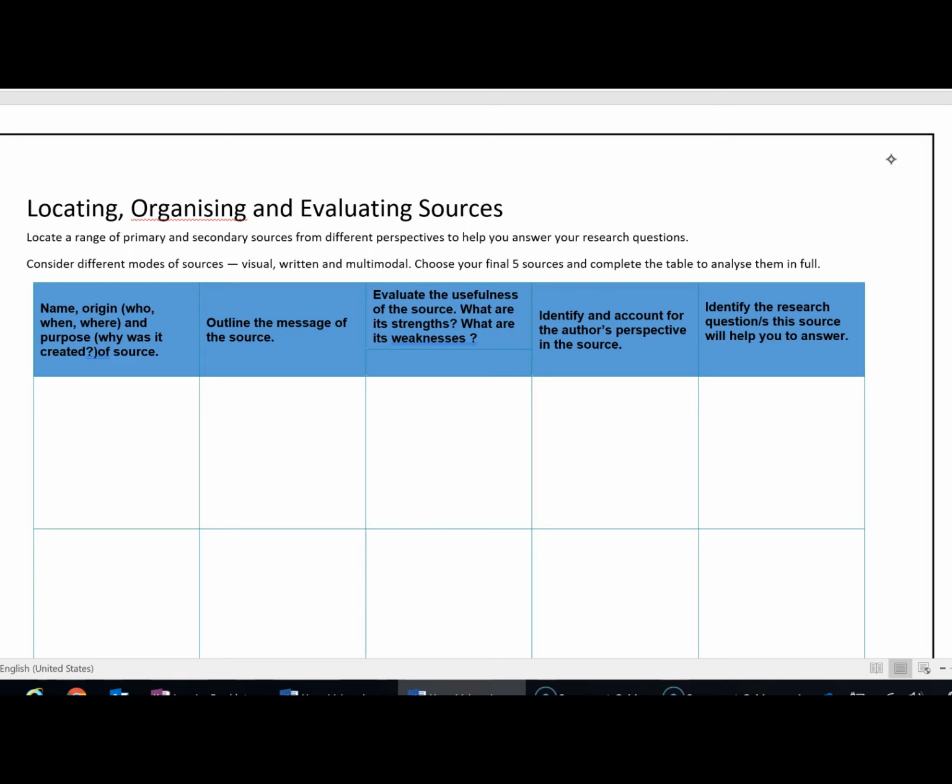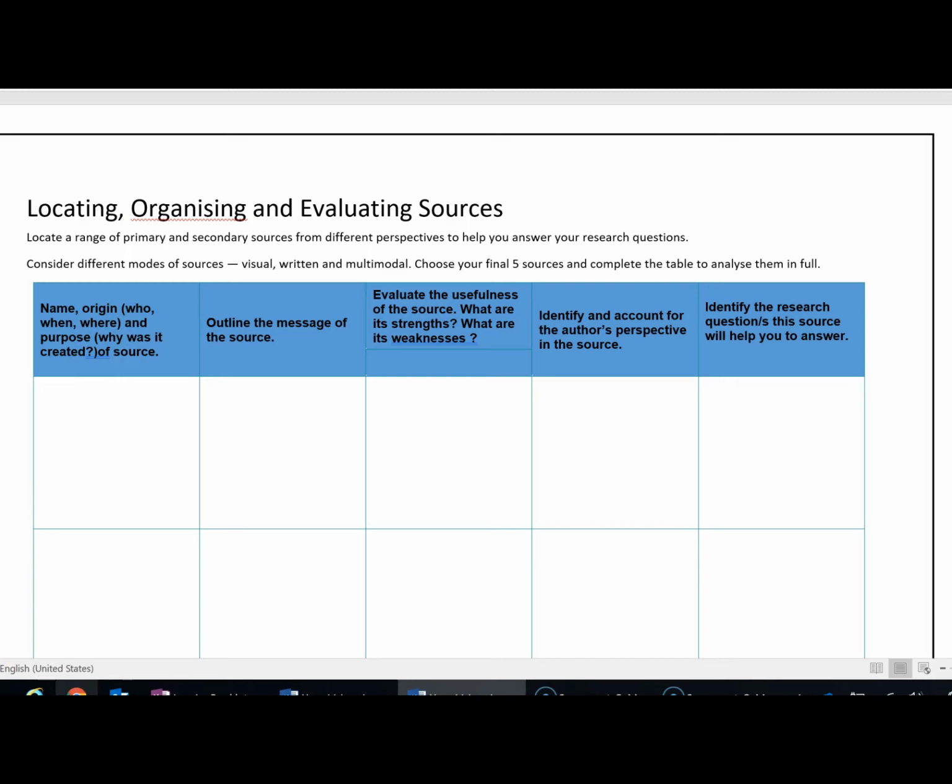There's only 5 you're looking at, your final 5, and then what you're going to do is pop them in there. Okay, so the first thing you want to do is you want to put the name of the source, and that can be something from your, it's the title on a book or in a website or an article, and you want to know where it came from. So that's who created it, when it was created, and where it came from. So if it's in a website, then you need to absolutely make sure that that's looked at.